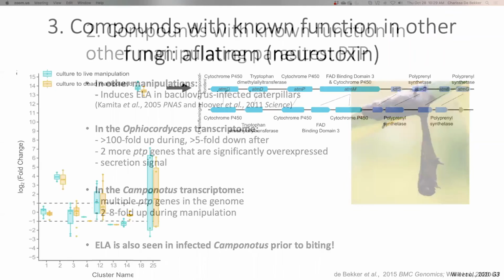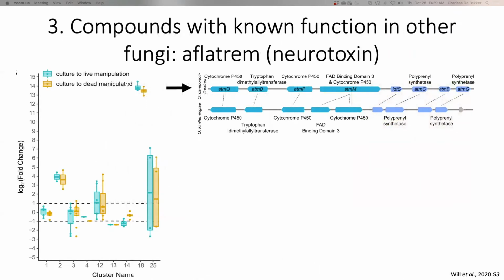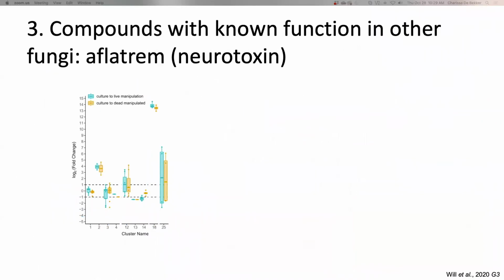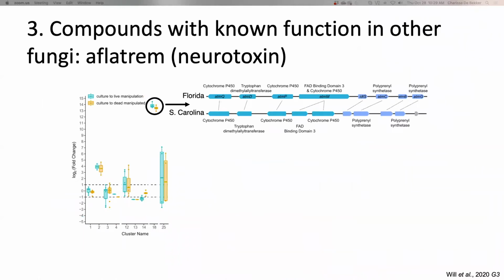And then to give you an example of one of the compounds with a known function in other fungi, when we look at secondary metabolite clusters in the genome of our Ophiocordyceps species, for both the Ophiocordyceps that we looked at, we saw that there's one that is extensively upregulated during manipulation, and then it starts to be downregulated afterwards again. And we see this both for the Florida species and the South Carolina species.